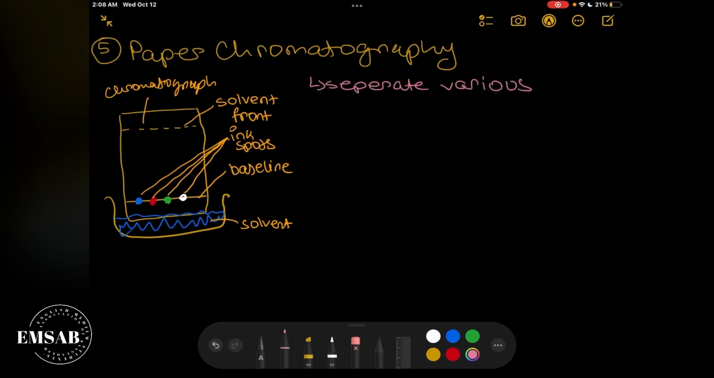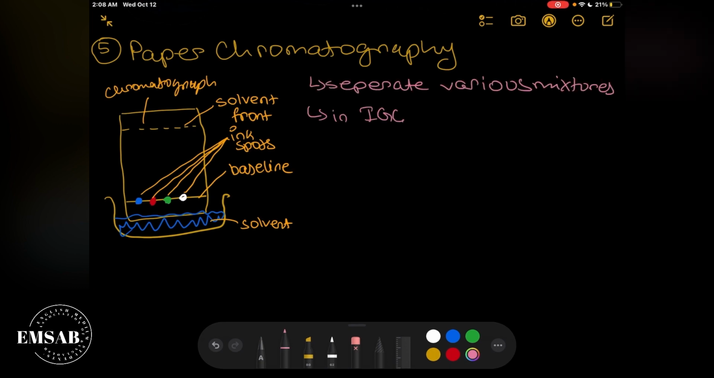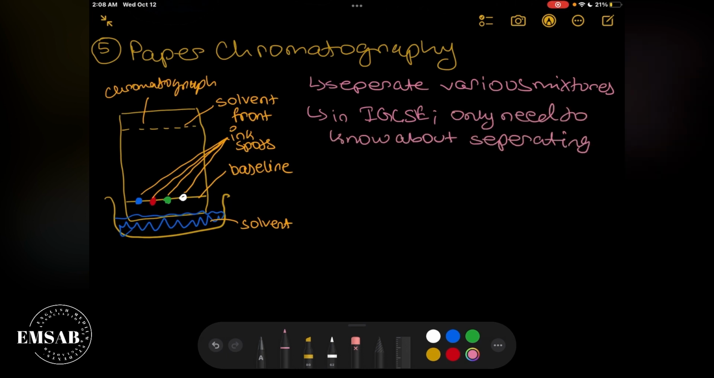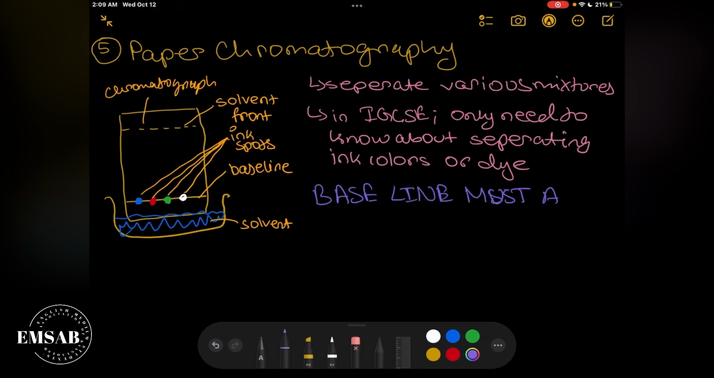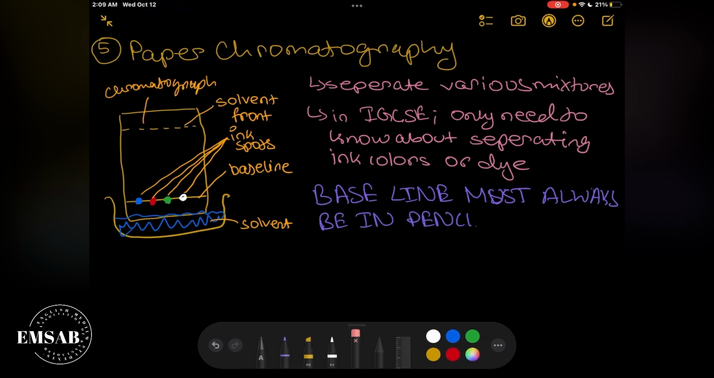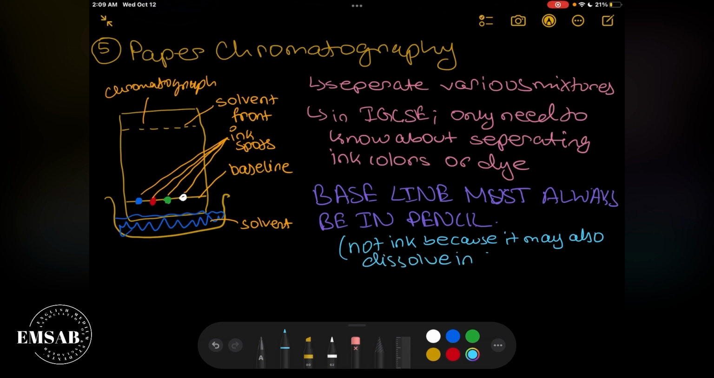Paper chromatography is a method used to separate various mixtures. However, in IGCSE, we only need to know about the separation of ink colors or dyes. Now, what you need to know is that the baseline must always be in pencil. This is because if you use ink, it may also dissolve in the solvent and hamper the results.